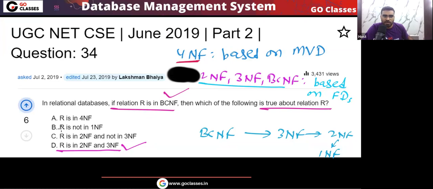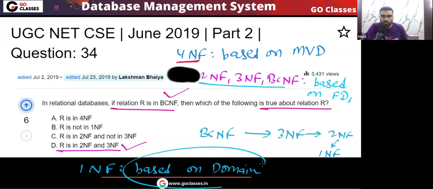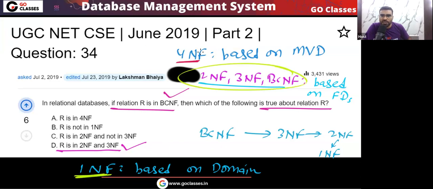Remember, 1NF is by default, it is based on domain. So let me write it here: 1NF is based on domain, or I can say it is just a default normal form, that every attribute must have atomic values. That is the definition of 1NF. 2NF, 3NF, BCNF are based on functional dependencies. 4NF is based on multi-valued dependency. So for this question, the answer will be option D.